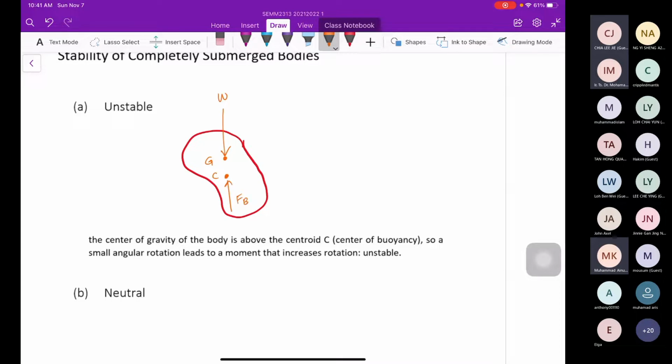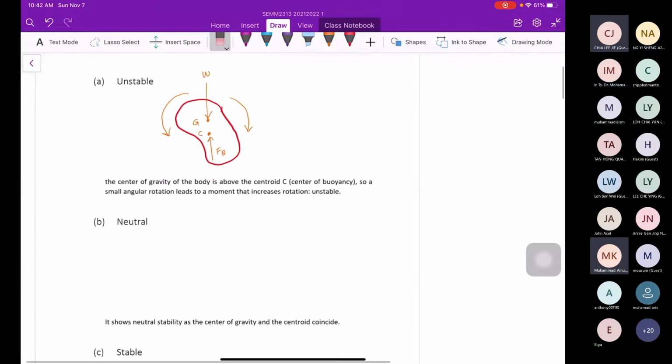Alright. So what happened is that this is unstable because it will cause a rotation. It will cause the rotation in this direction, either in the clockwise direction or anti-clockwise direction. Because you can see these points are meeting each other, G and C. FB meeting with W. It will cause the rotation. So definitely it will not be stable at all.